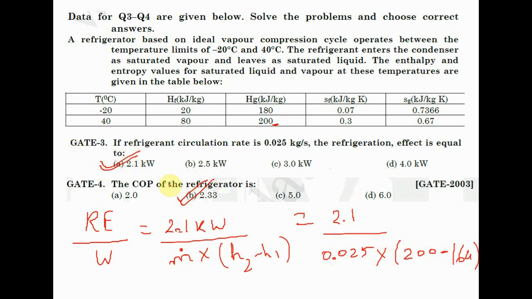This is the answer. So the part A answer is 2.1 kilowatt, and the part B answer is 2.33. COP doesn't have any unit because the kilowatts get cancelled. Okay, so this is the question for vapor compression. Let's move on to the next question.